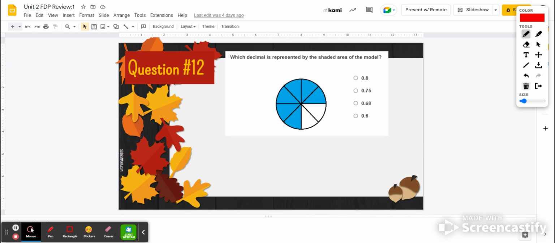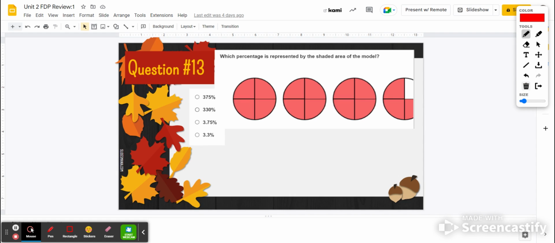All right, question number 12. What is the decimal represented by the shaded area of the model? All right, let's look at our shades. 1, 2, 3, 4, 5, 6 over 8. Now, here's the problem with this. We need to find the decimal. So let's go ahead and simplify this. 2 goes into 6 3 times. 2 goes into 8 4 times. 3/4 out of $1 equals 75 cents.